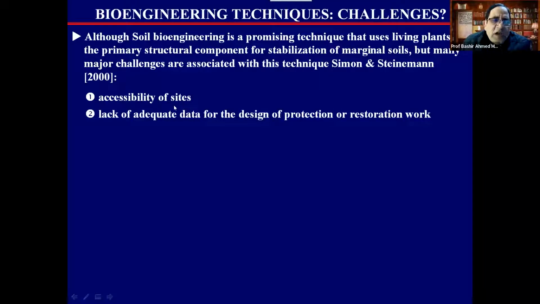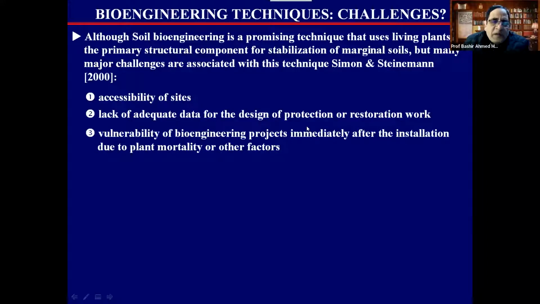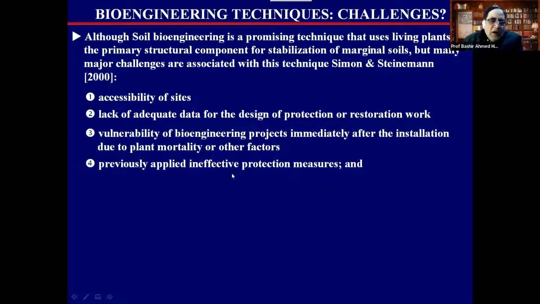We may not be able to access the site. There can be a lack of adequate data for the design of protection or restoration work. Vulnerability of bioengineering projects immediately after installation, due to plant mortality or other factors, or previously applied ineffective protection measures may be there, which we can't rectify. Need of participation from local residents. Local history is important, actually: how the area behaves, how the previous structures were there.